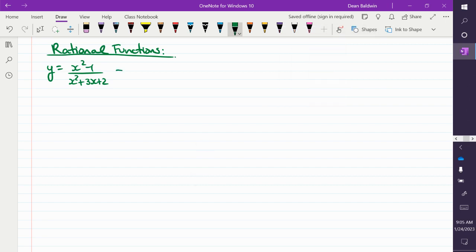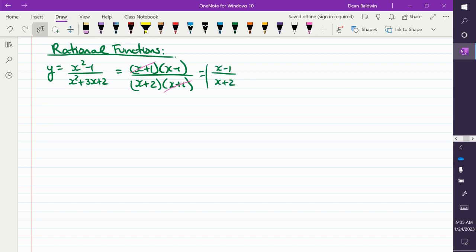All right, so we factor it. Top is x plus 1, x minus 1, bottom is x plus 2, x plus 1. Okay? What cancels? Okay, what does that mean? Those are the PODs. So we're left with x minus 1 over x plus 2.